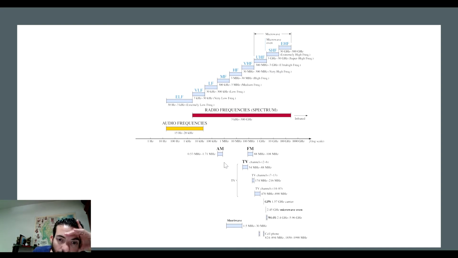Between 0.5 megahertz and 1.7 megahertz is what we call amplitude modulated. This is AM radio, and amplitude modulated waves is, let me go ahead and use one note.